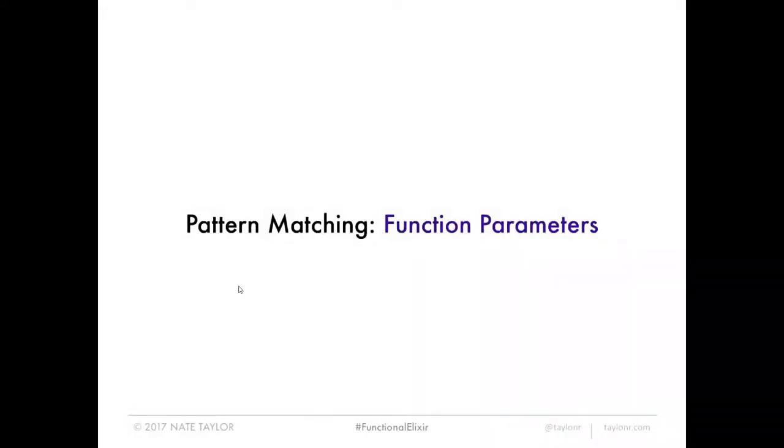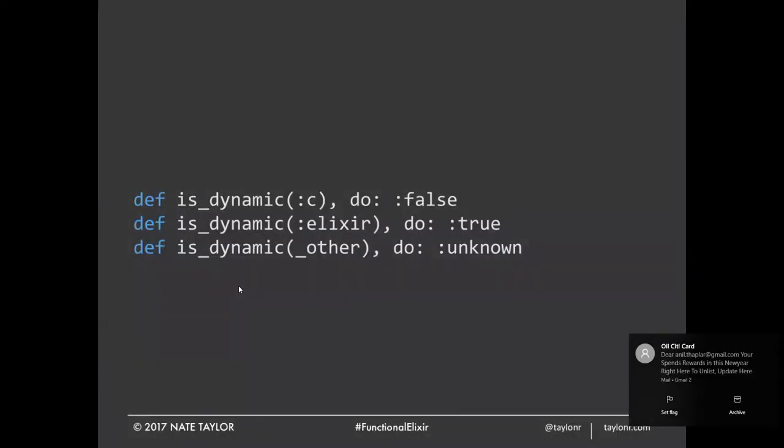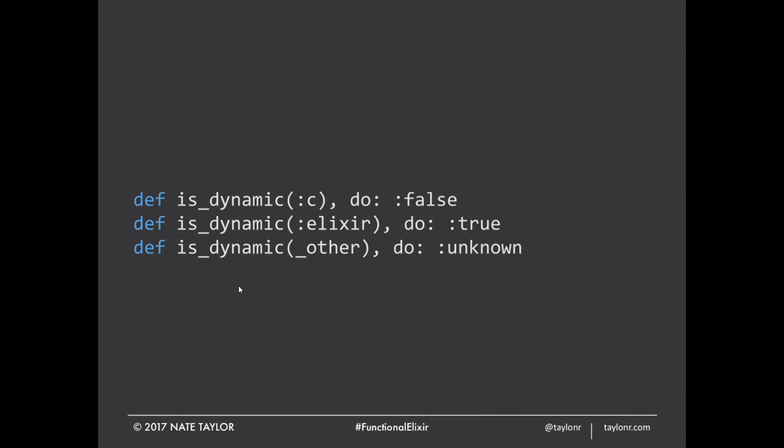But so far all we've done is show pattern matching in switch-case-like statements, right? But we can also pattern match function parameters, and this starts to bring more power into Elixir. So here we have this function, and it's just called isDynamic. And so we're checking various different programming languages, and we want to know, is this programming language dynamic? And so the first one, we are going to have an atom of C. And C is not a dynamic language by any stretch of the imagination.